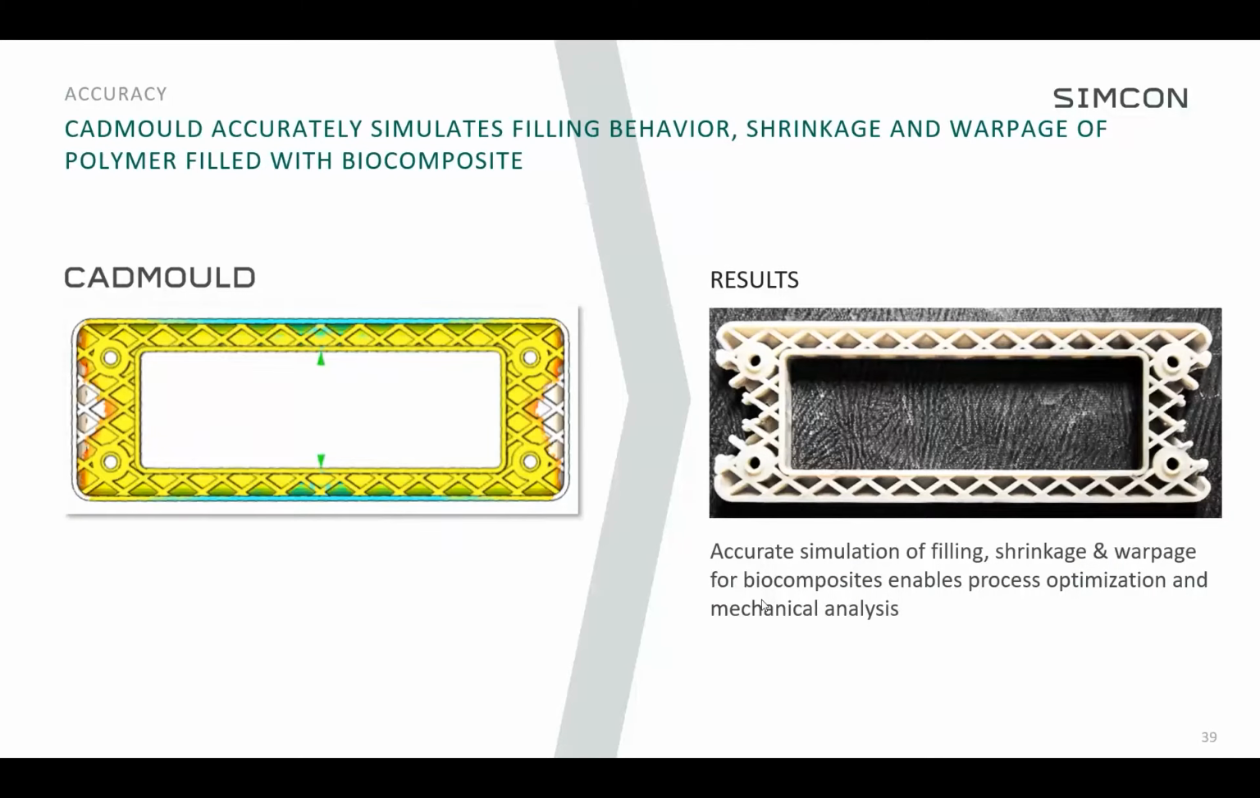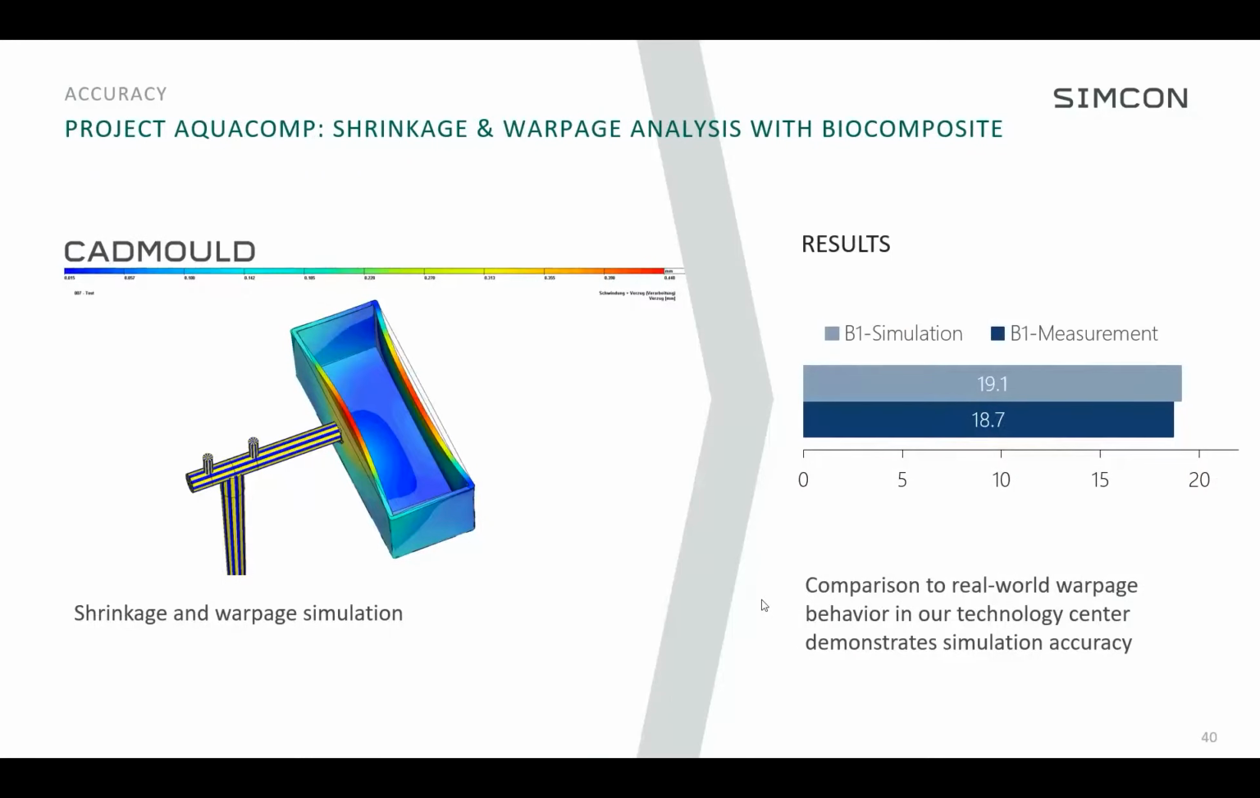Simulating behavior for shrinkage and warpage for polymer filled with biocomposites. So looking at what the simulation suggests compared to reality. And again, we are pretty much spot on with what was filled, and also the shrinkage and warpage of the part as a result. For Project Aquacomp, again looking at the shrinkage and warpage of a biocomposite, we can compare the real world warpage here. So again, the measurement is really, really accurate for a complex material like a biocomposite.